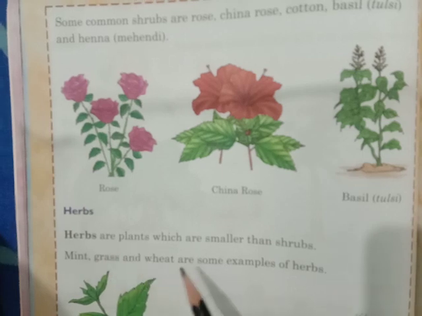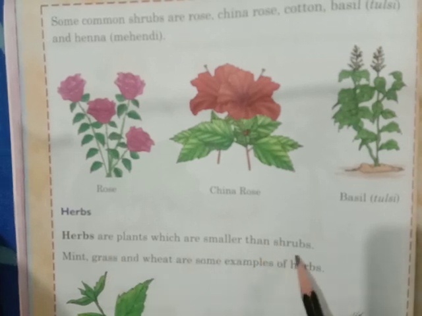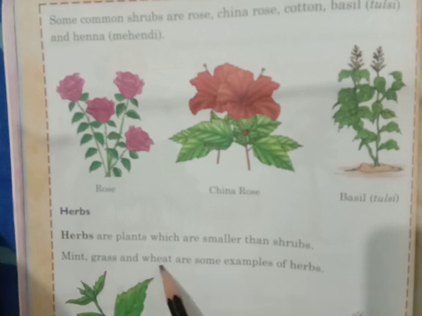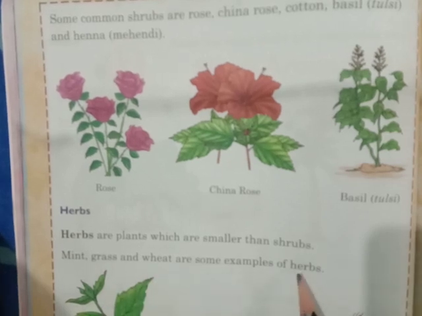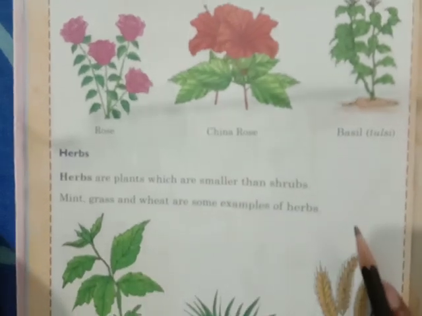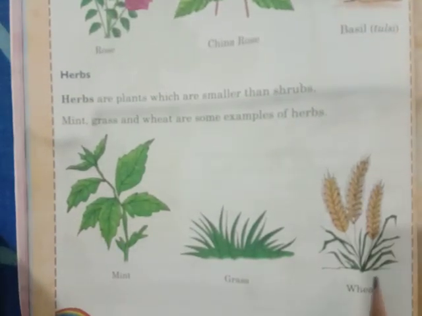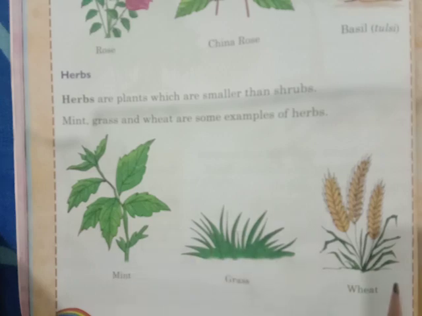Let's learn about herbs. Herbs are plants which are smaller than shrubs. Mint, grass and wheat are some examples of herbs. Can you see the mint, grass and wheat? They are known as herbs.